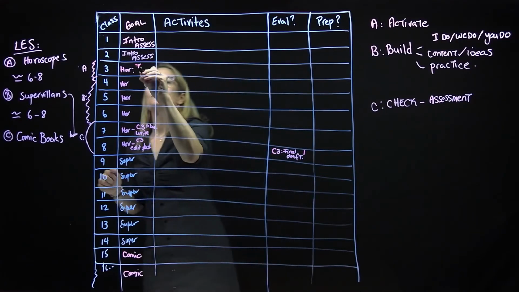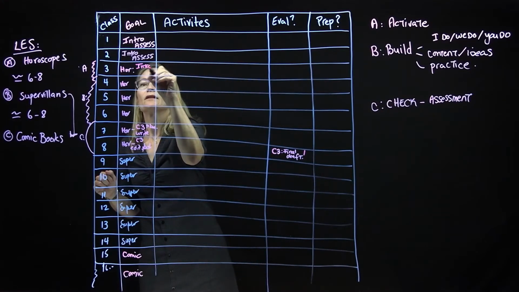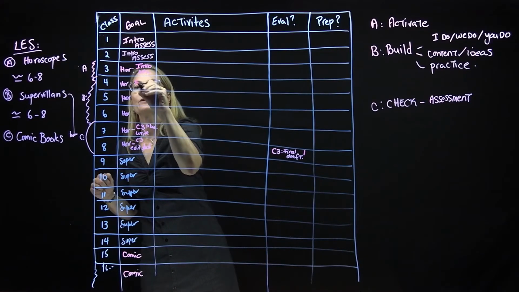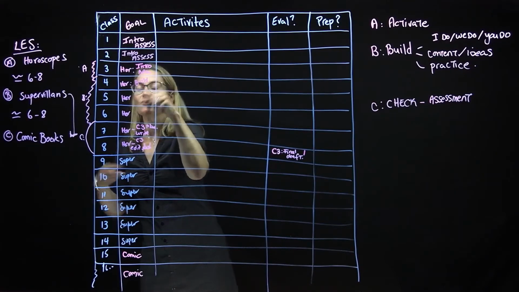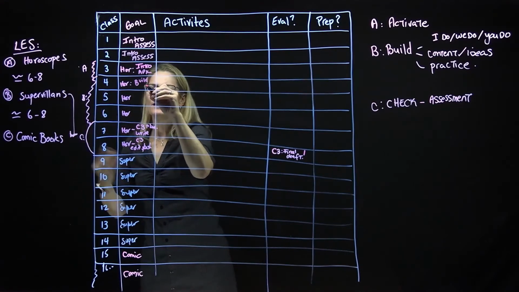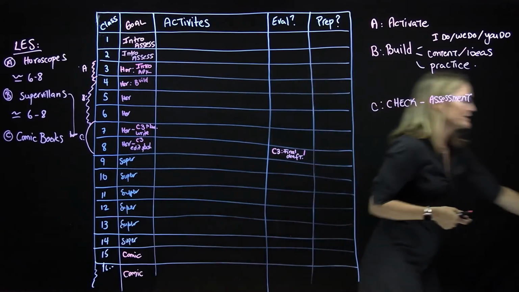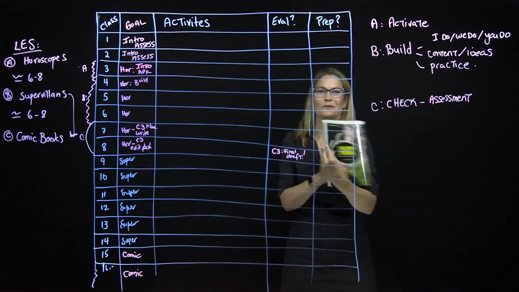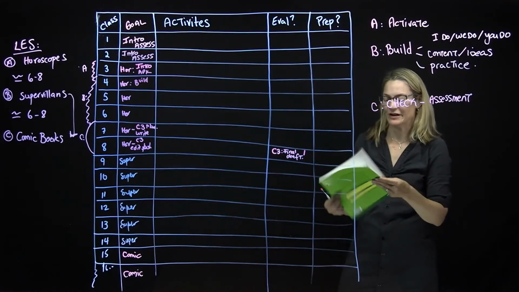So in this class, we're going to introduce the topic, activate prior knowledge. In this class, we're going to help them build understanding on things that they need to know. We'll do some reading, we'll watch a video. This is where it's always helpful to have your books ready. I'm going to use this one with the unit on supervillains.